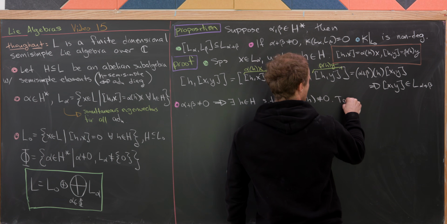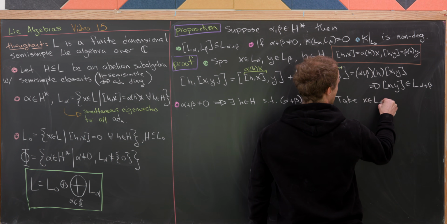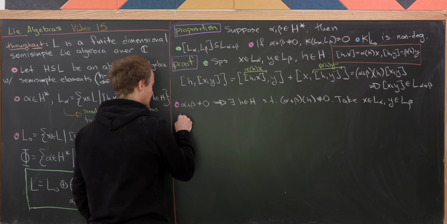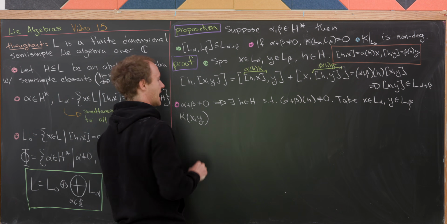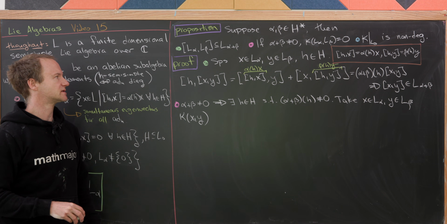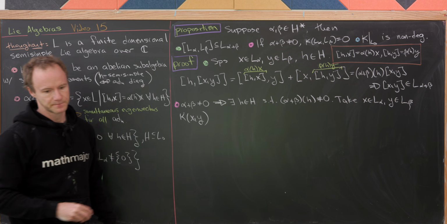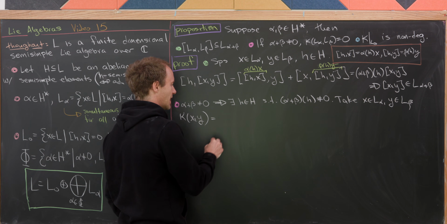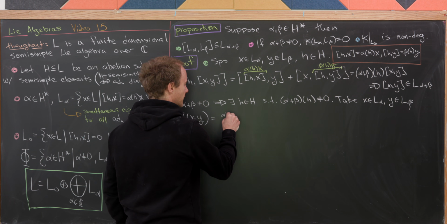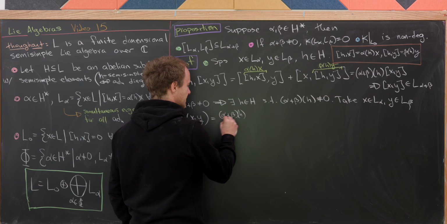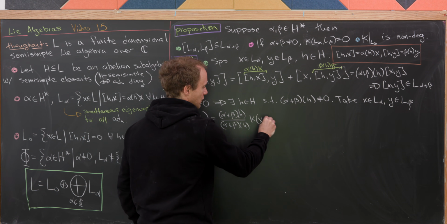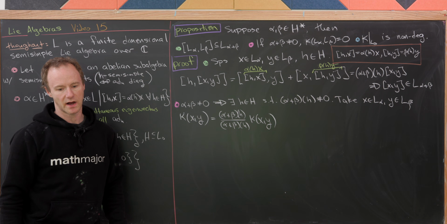Then also, while we're at it, let's take an X inside of L alpha and a Y inside of L beta. Now let's look at kappa evaluated at X, Y. We want this to be 0. That would prove this magenta dot result. Okay, so what I'm going to do is multiply by 1. And I'm going to multiply by 1 in the following form. It's going to be alpha plus beta evaluated at H over alpha plus beta evaluated at H. And then, of course, we still have this kappa of X, Y.